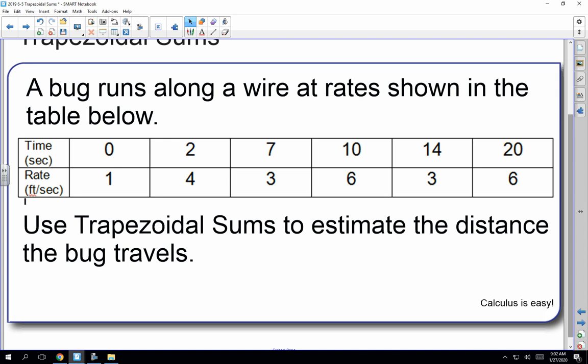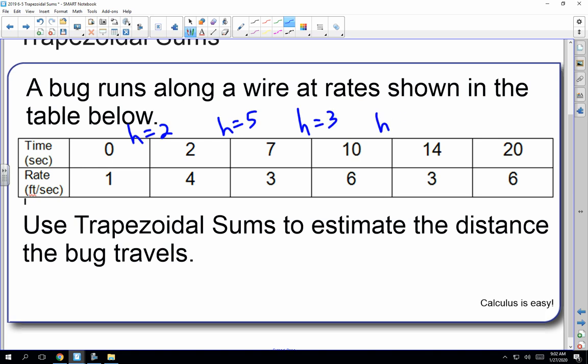You could draw a picture. But we know that the height for this first trapezoid is going to be 2. The height for the second one is 5. The height for the third one is 3. The height for this one is 4. And the height for this one is 6. And then we've got our base 1 and our base 2 as we go along, right? Base 1 and base 2. So we've got a whole series of trapezoids.